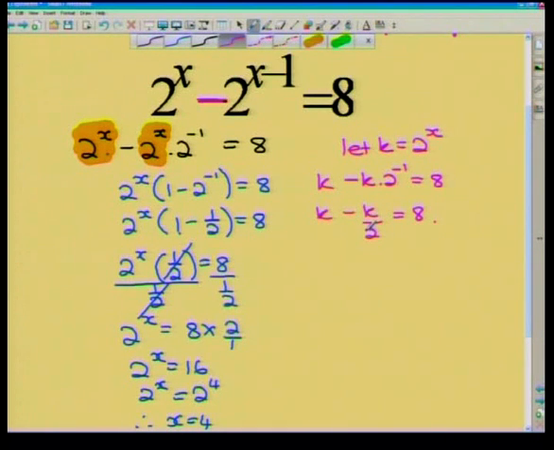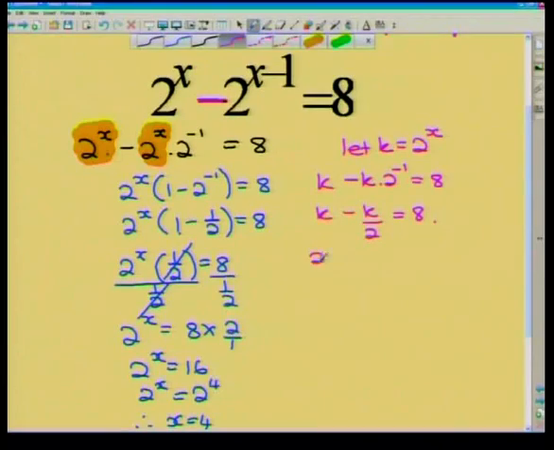Now if I look at that, I can see that's a normal algebraic expression. And so what I would do now is I would eliminate my denominator, because we don't like working with fractions. So I'm going to times the whole thing through by 2. Doing that, I'm going to get 2k minus k equals 16, which means k equals 16. But k was 2 to the x. So 2 to the x equals 16. 2 to the x equals 2 to the 4. And therefore, x is 4. A little nicer, a little kinder than working with all the different layers of exponents. So it's really your own call on that, and you can decide for yourself which one you prefer.